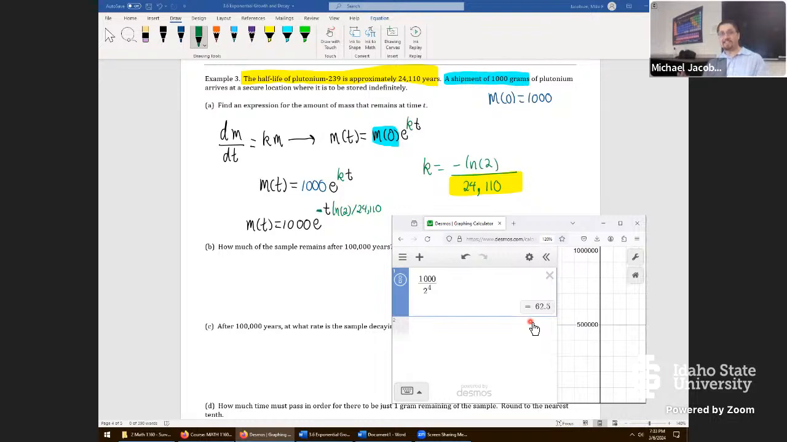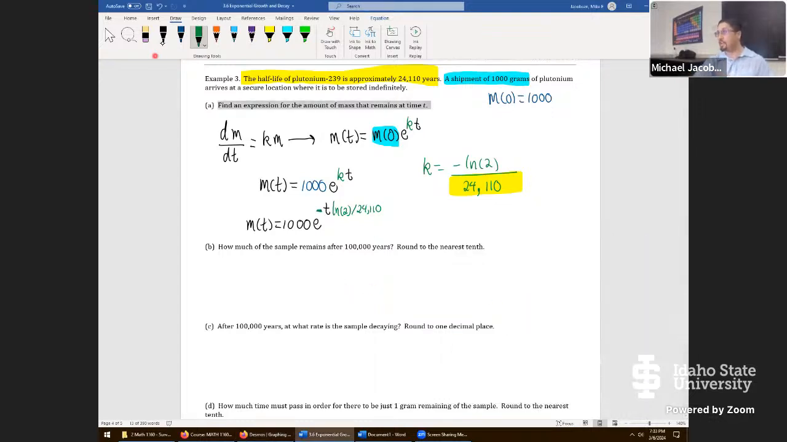Okay, so after 100,000 years, who knows where society is at that point? There's still a bunch of fissile material left over, but we want to know exactly how much. So let's calculate it this way. The 100,000 years is going to go in right here for time. It's going to be mass 100,000 equals 1,000 e to the power of negative. Now for time, put in 100,000 going this way. And then the rest of this, I'm just copying in natural log 2, divide by 24,110.